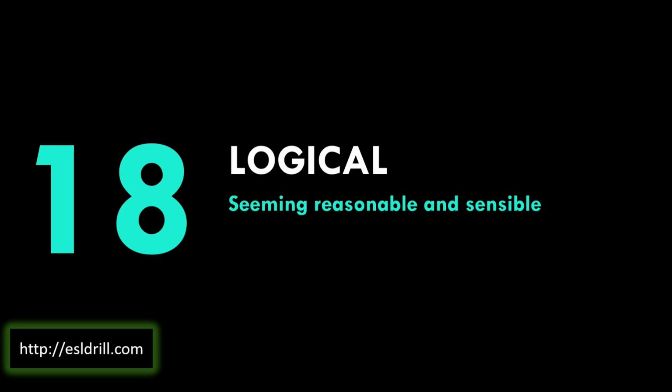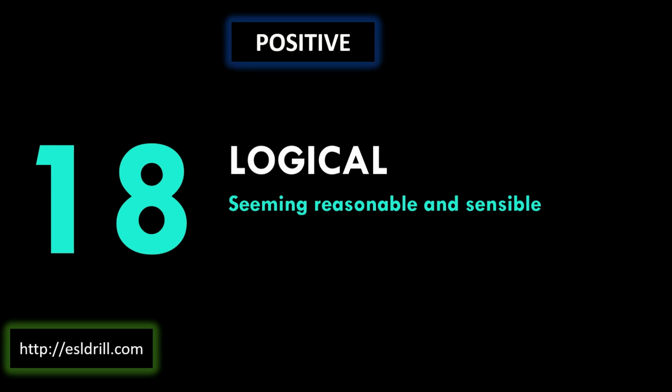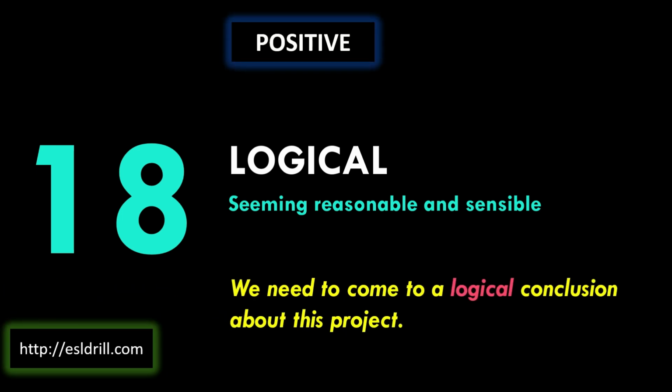This is good, this is positive. We can understand it from the word itself, logical, positive. And an example is here. We need to come to a logical conclusion about this project. Maybe during a particular discussion on a certain project, we can say this one. It means the conclusion that we come to should be reasonable and sensible. So, positive.